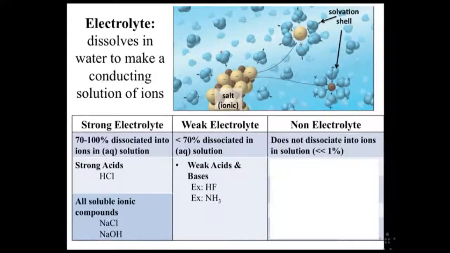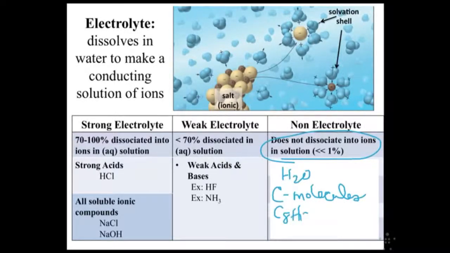Okay, and then that leaves us this category of non-electrolytes, things that really don't dissociate in solution at all. That's going to include, of course, water, H2O, but also most carbon-containing molecules. So that means octane, C8H18. That includes alcohols like ethanol or methanol. Methanol is CH3OH. That's not going to dissociate into ions in solution. And also sugars, so C6H12O6 is fructose, or the same formula works for glucose. Those are all carbon-containing molecules. They're not going to dissociate into ions in solution.